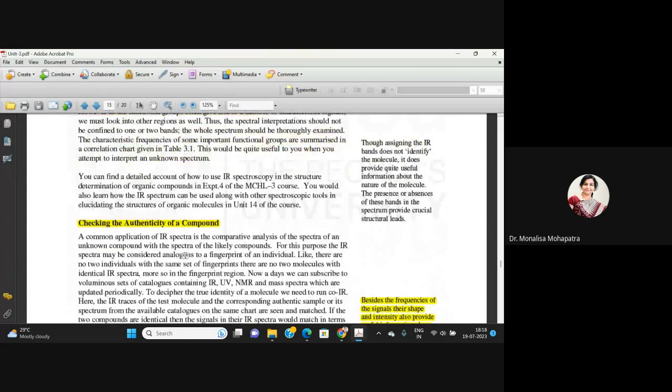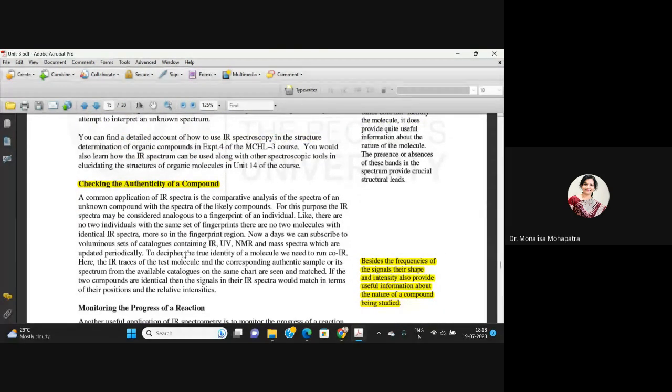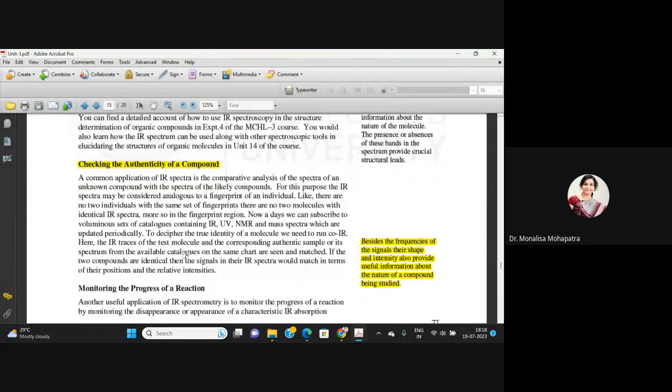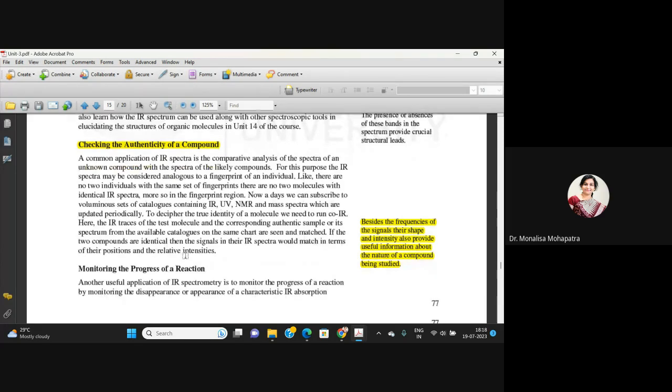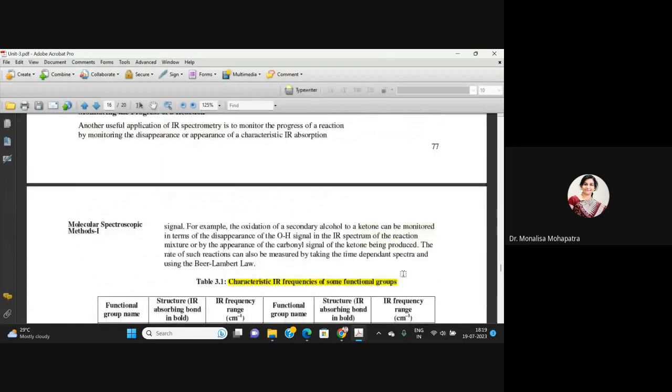Also, we can use IR spectrophotometry to check the authenticity of a compound. Besides the frequencies of the signal, their shape and intensity also provide useful information about the nature of the compound that is being studied.